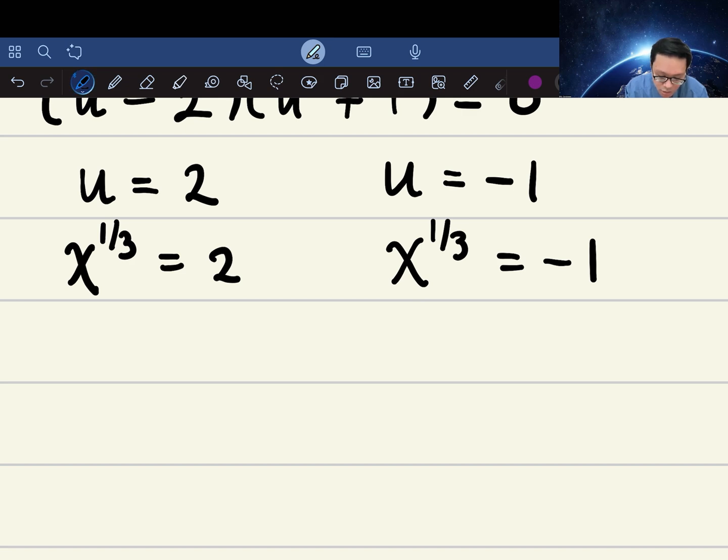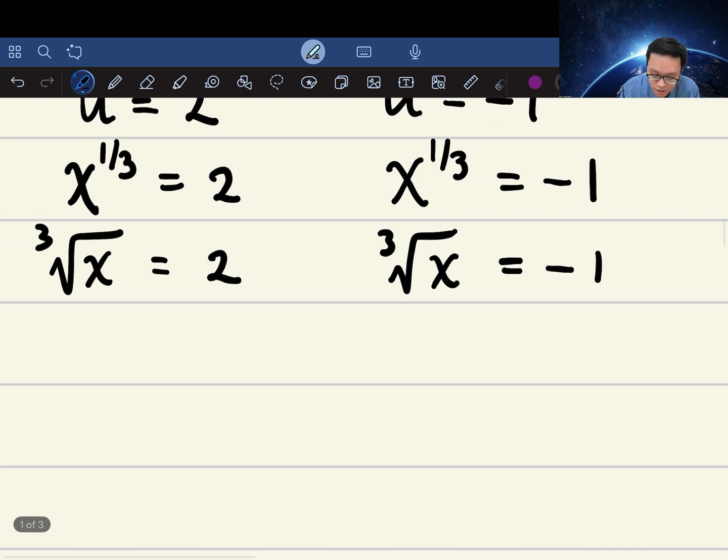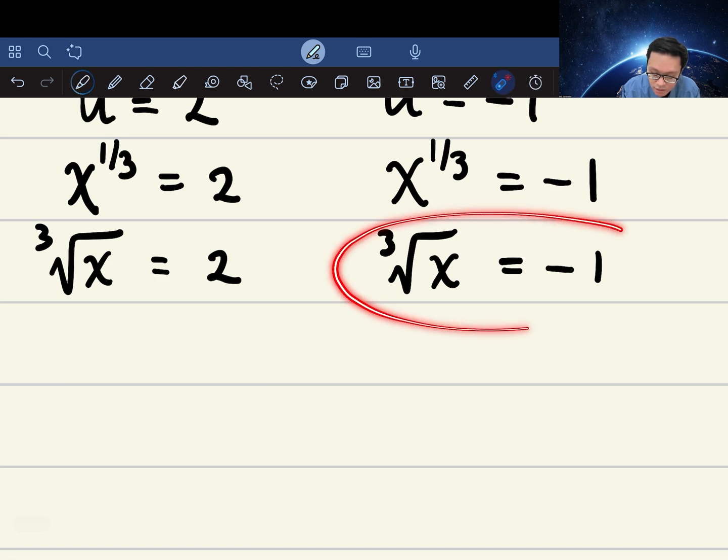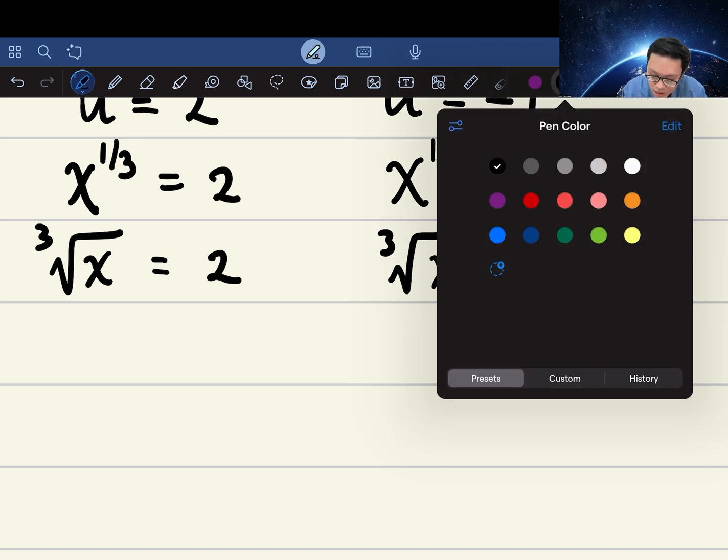So here we have cube root of x equals 2 and cube root of x equals minus 1. Keep in mind that a cube root can give you a negative number. So the second equation is valid because a cube root can give you a negative output. From here, we can cube both sides.